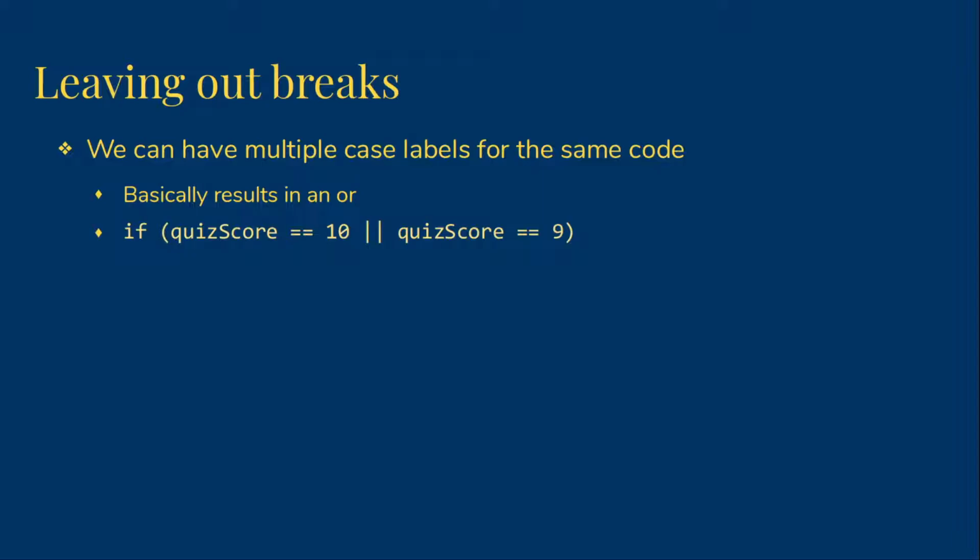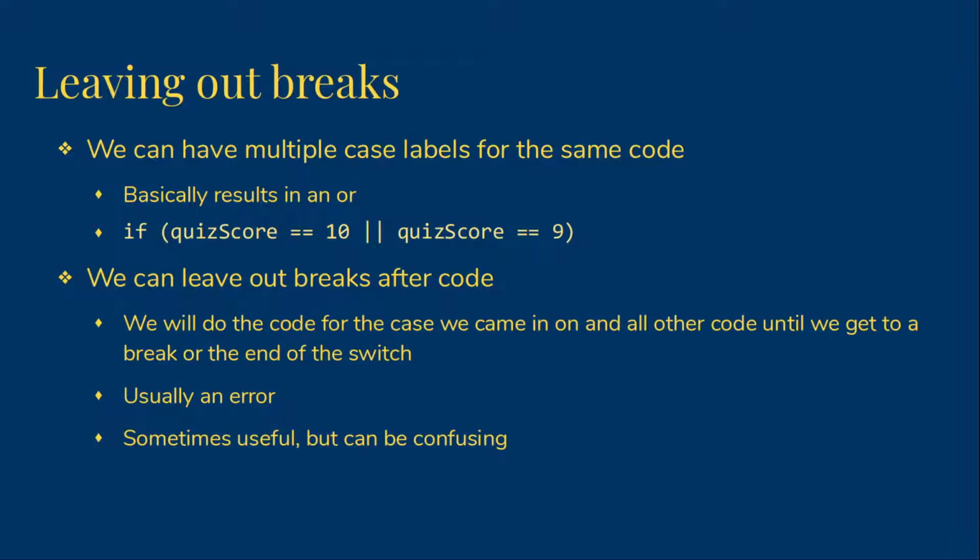Note that we cannot say something equivalent to if quiz score is greater than or equal to 9. We have no way to express a range here. This use of no break is very common and very useful, where we have multiple cases without any code, and then the code at the bottom after the last of those cases applies to all of those cases. We can also leave the breaks out after some code.